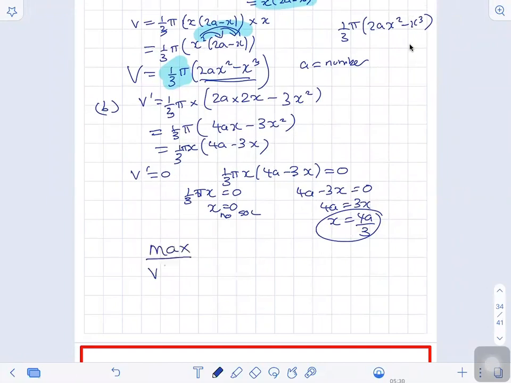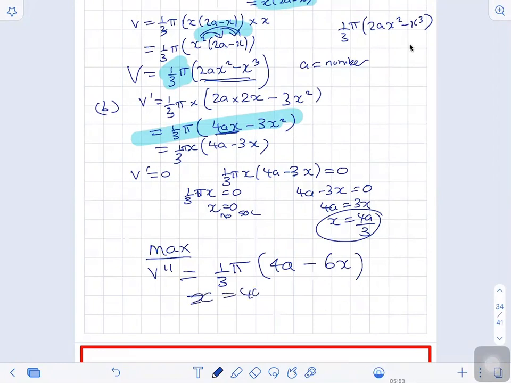So let's differentiate again. So this is what we're differentiating. I'm going to go back up to the other line actually, that one. Because we've got 1/3 pi, we'd rather that part was expanded. 4a, because the 4ax will just go to 4a. 4a is a number. 6x. So if I put in x is 4a on 3, b double dash is 1/3 pi (4a minus 6 times 4a on 3).